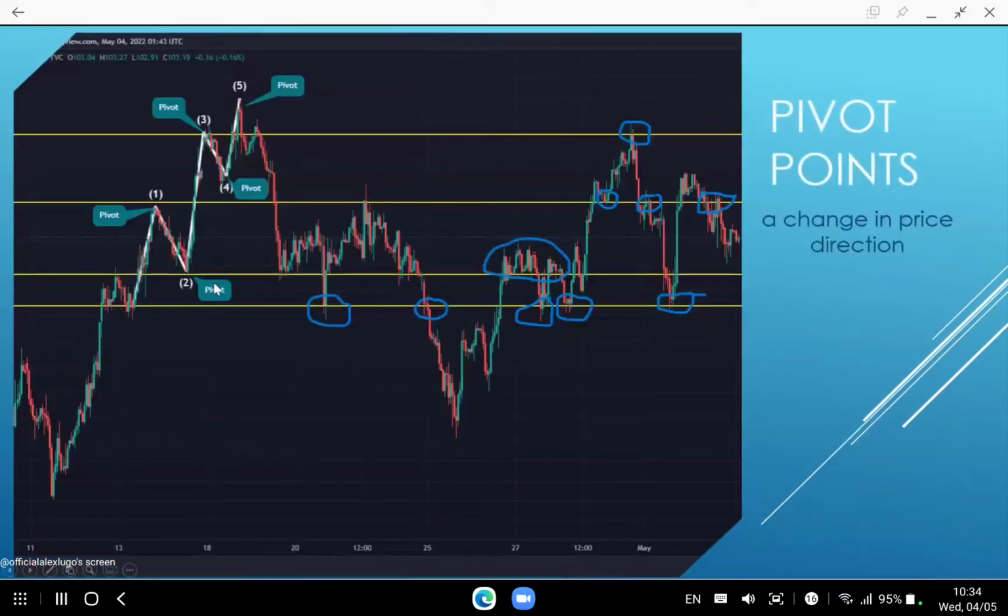Right. So how I mark my charts is from pivots. Okay. I use pivot points. So what is pivot points? They are simply a change in price direction. Okay, it's a change in price direction. So see how price comes up, goes back down. That's a pivot. Price comes up, goes back down. Pivot, pivot, pivot. You guys see that?